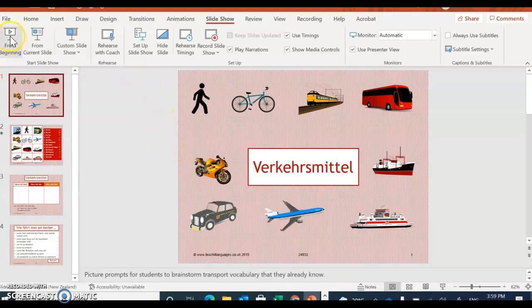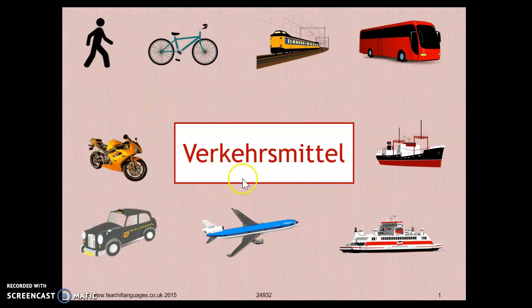So have a look here. So, Verkehrsmittel means mode of transport. So here we've got zu Fuß, we've got das Fahrrad, die Bahn oder der Zug, der Bus, das Schiff, die Fähre, das Flugzeug, das Auto, das Motorrad zum Beispiel.